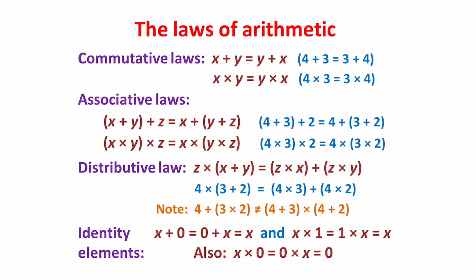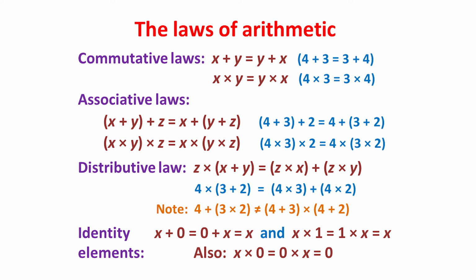Let's start by looking at the laws we take for granted when calculating with numbers. We all know that 4 plus 3 equals 3 plus 4, and in general that any two numbers can be added in either order. For any numbers x and y, x plus y equals y plus x. And the same happens for multiplication. x times y always equals y times x. These are the commutative laws for arithmetic. But subtraction is not commutative. 4 minus 3 is different from 3 minus 4.